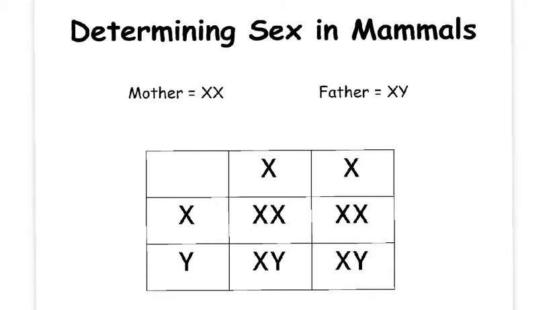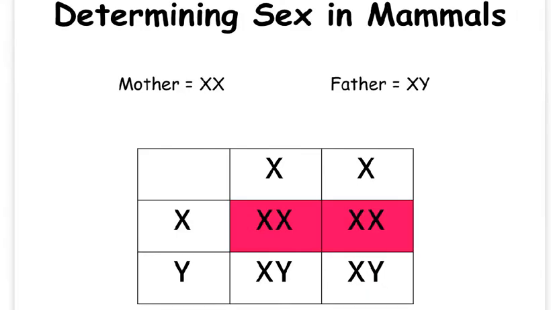Now we have our possible outcomes, we can look at the chances of each of these. We can see that 2 out of the 4 are XX, which is female. So there is a 1 in 2 or 50% chance that the child will be female.